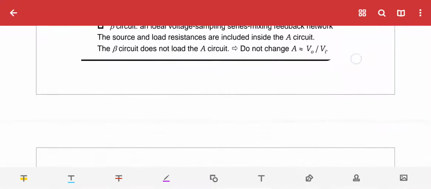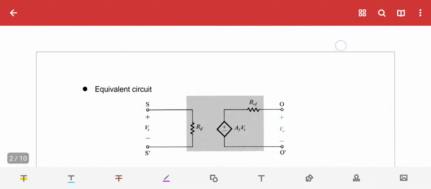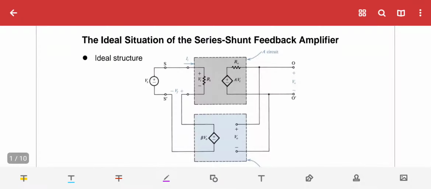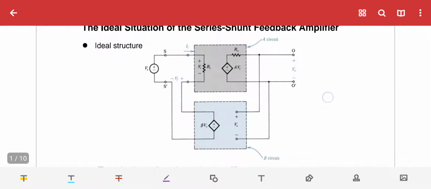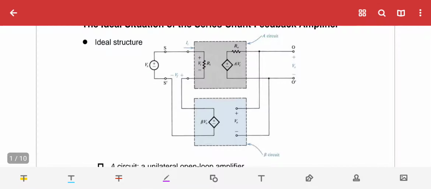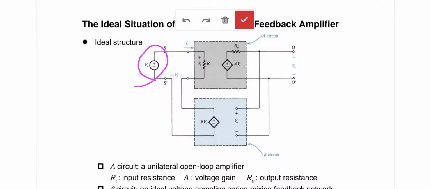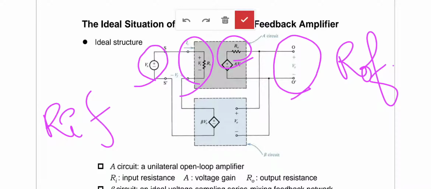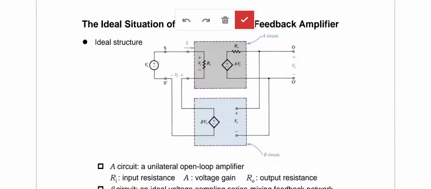Now we are going to draw the equivalent circuit of this feedback network, the equivalent circuit of the series shunt feedback amplifier. Equivalent circuit means the main input voltage will be Vs and the output voltage will be Vo. Input resistance will be resistance with feedback, that is Rif. Output resistance is Rof. So if you are drawing the figure, it will be like this.